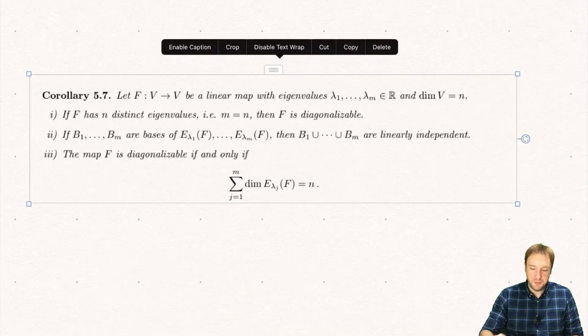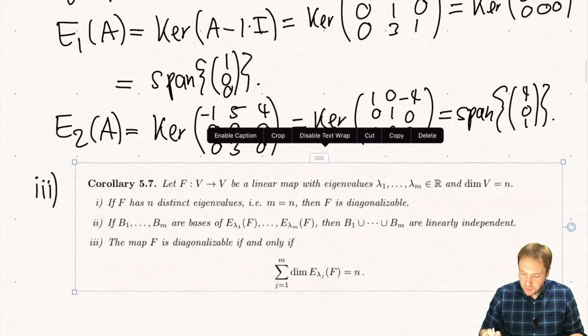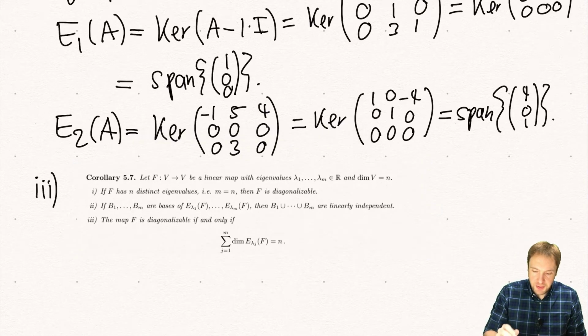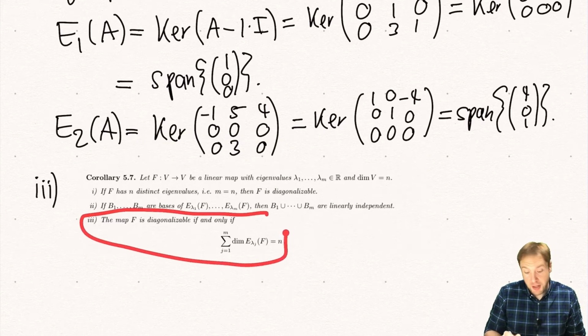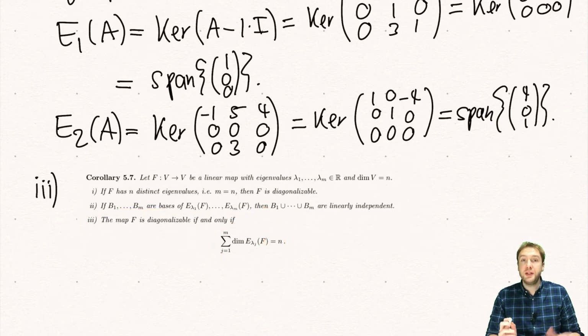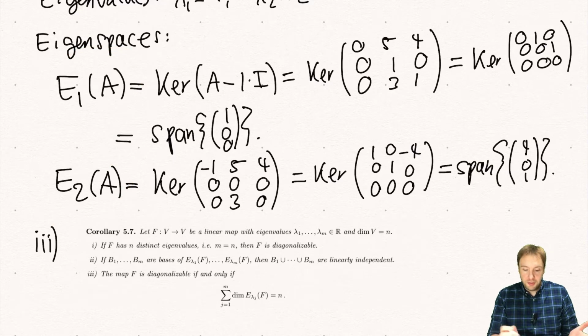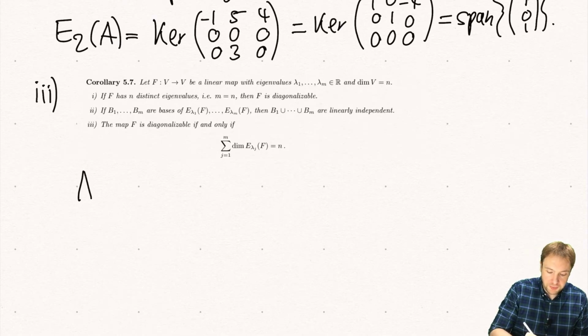So let me bring this up here. We had this corollary that a map F, or a matrix A, is diagonalizable if and only if the sum of the dimensions of the eigenspaces equals the dimension of the whole space. So in this case here, both eigenspaces have dimension 1, and the dimension of the whole space is 3, and therefore this is not satisfied here. So A is not diagonalizable.